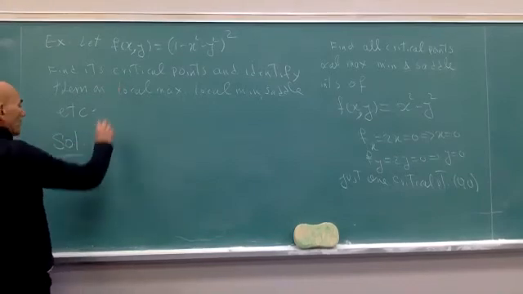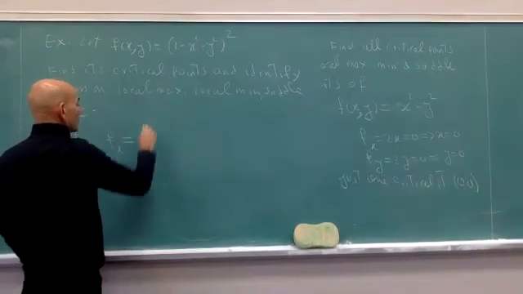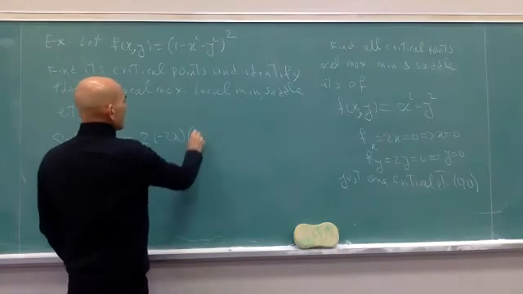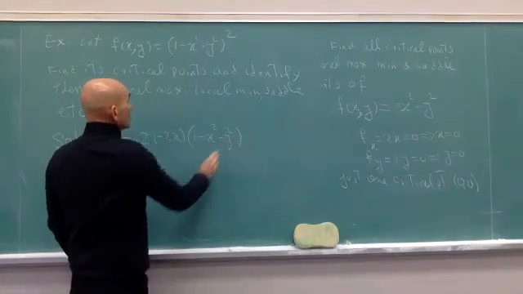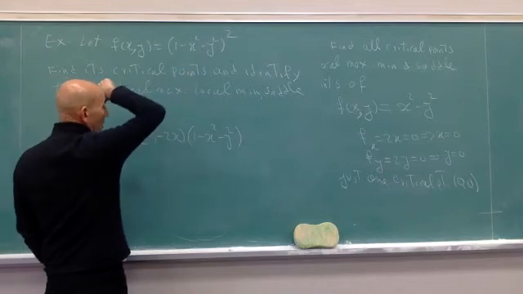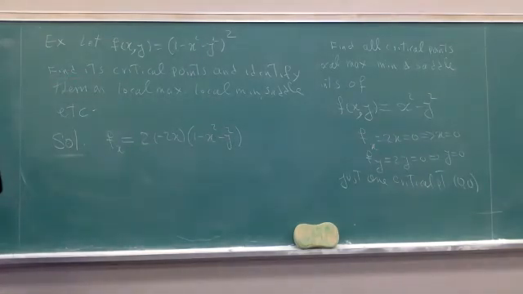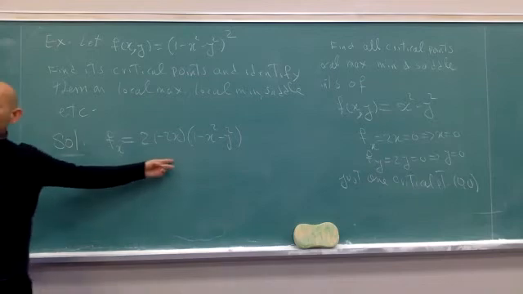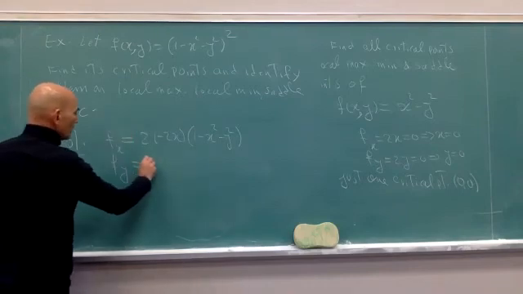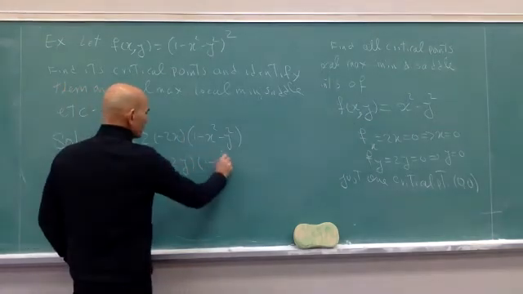Okay, so let's just calculate first. Let's compute fx. What is fx? The derivative with respect to x is 2 times negative 2x times (1 minus x squared minus y squared). That's it, right? Is that correct? Okay, so I trust you. Good. So fy is equal to 2 times minus 2y times (1 minus x squared minus y squared).